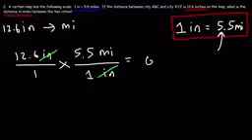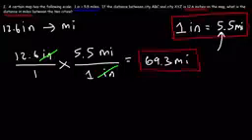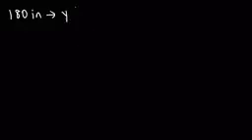And so we're going to get 69.3 miles. So based on the scale that we're given, this is the distance in miles between the two cities. Now let's talk about how we can solve a two-step conversion problem. Let's say we want to convert from inches to yards. How can we do so?